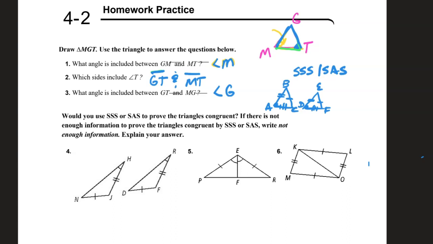So we look at 4. We know that these two triangles are not congruent because of side, side, side. The information we needed to prove that these two triangles are congruent using side, angle, side is that angle J would have had to be congruent to angle F. So in this case, we did not have enough information to prove congruence.